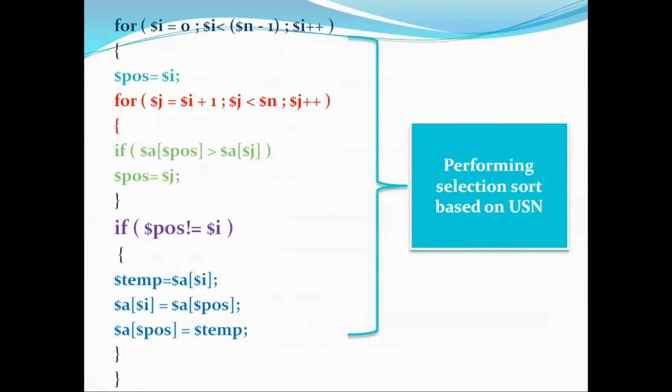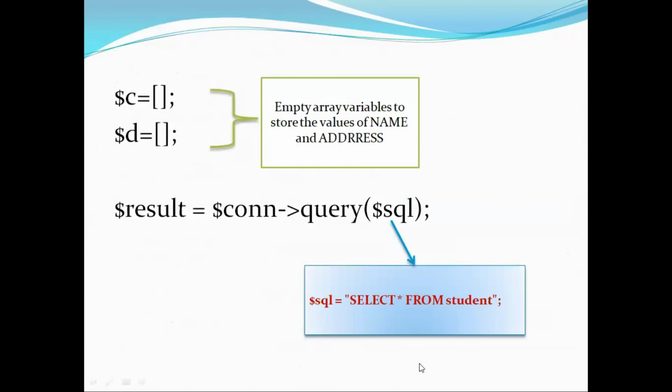This process continues, moving the unsorted array boundary one element to the right. Likewise, it keeps on sorting the elements. Here, this is for the swapping process. After sorting, next we use the select star from table name query. After that, we perform the selection sort by considering only the USN.